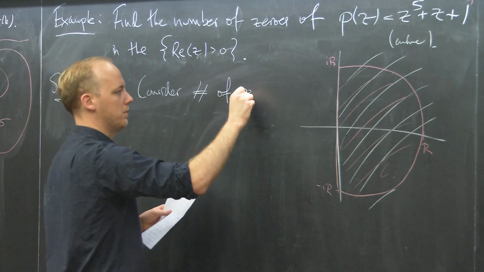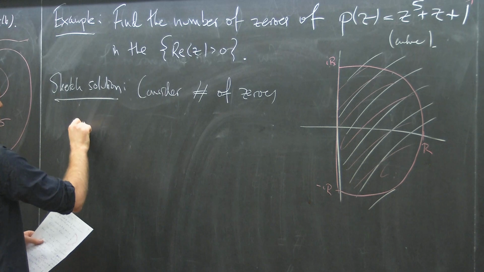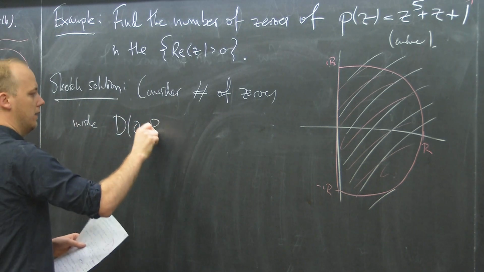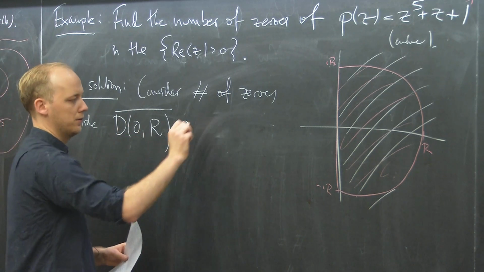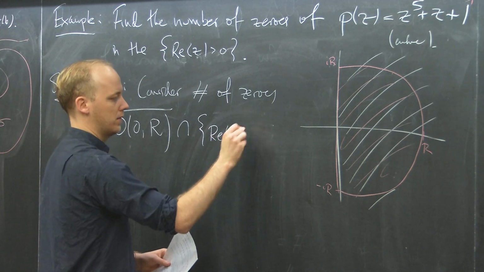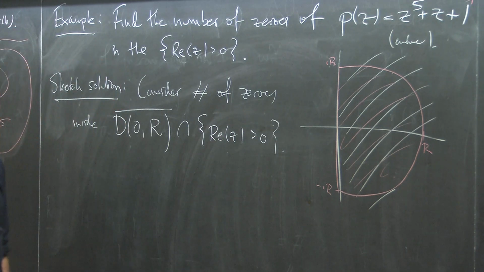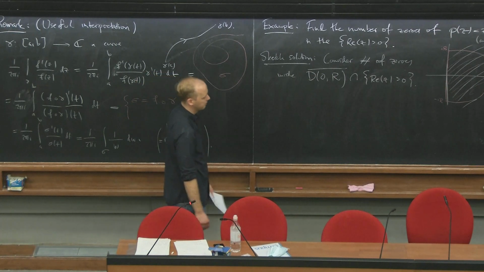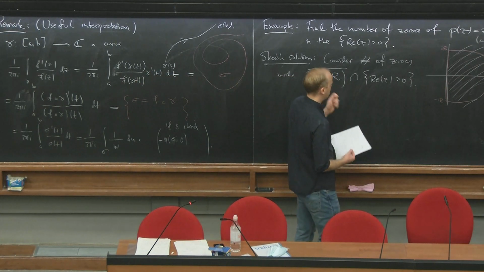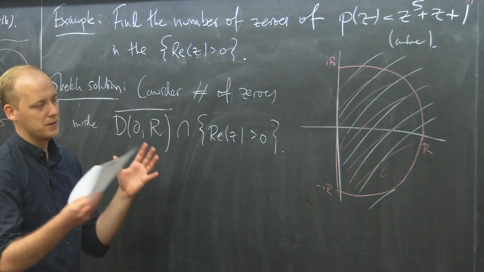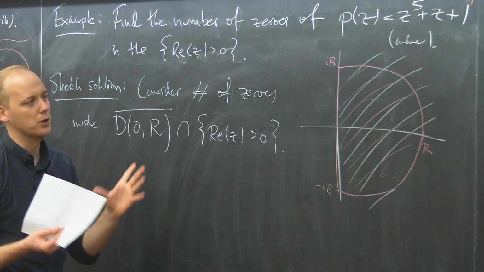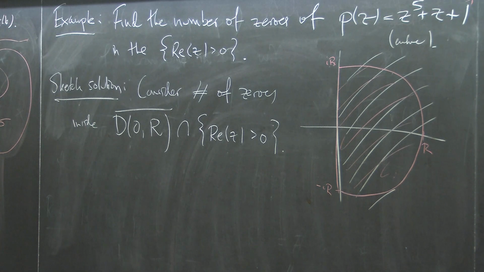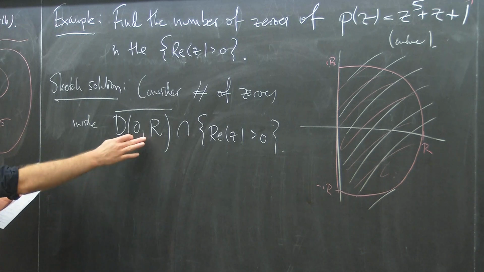Consider the number of zeros inside the closed disk, so more precisely of some radius r, intersected with the right half plane, where the real part of z is greater than 0. Okay? And then, of course, when r is sufficiently large, this will find all of the zeros of this p because it's a polynomial, so we know there are 5 zeros. So there cannot be some sequence going off to infinity. So this is a large half disk.